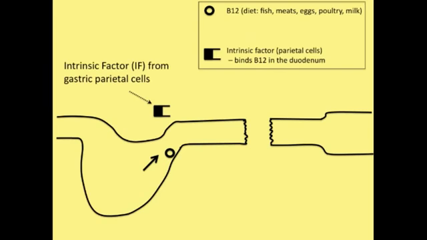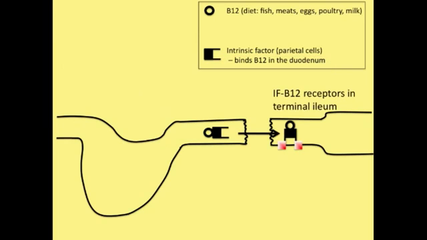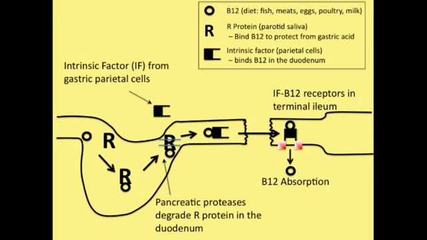And the B12 and the intrinsic factor complex travels down the duodenum, the jejunum, until they get to the terminal ileum, where they are uptaken by B12-IF receptors. And B12 is released into the systemic system. Well, actually, the portal system first, right? And that's basically it. That's the entire pathway of B12 absorption.